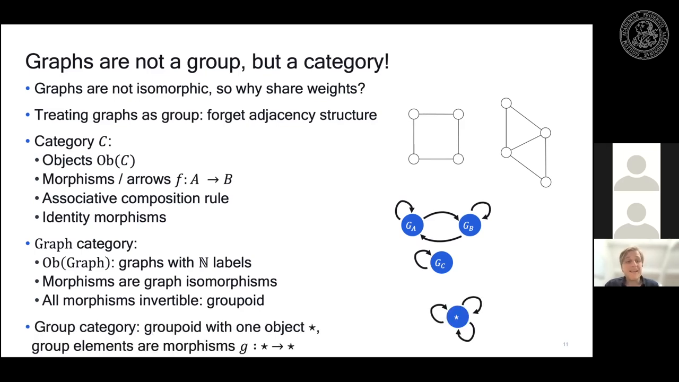Another example of a category is a group. So given any group, we can define a category, which is a groupoid with only a single object. And note here that the group elements are the morphisms mapping from the unique object to the unique object. And it's easy to see that all the axioms of a group, such as associativity of composition and the fact that identities exist, plus the fact that all morphisms are invertible, exactly coincide with the axioms of a group.